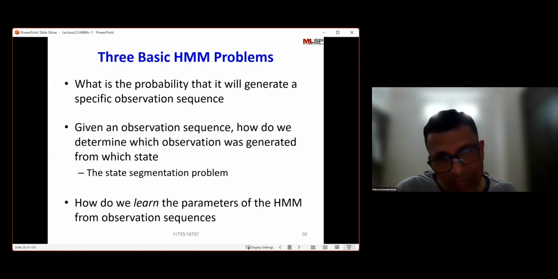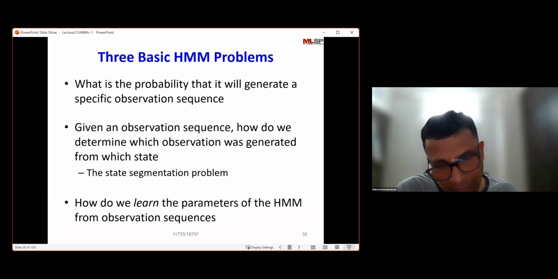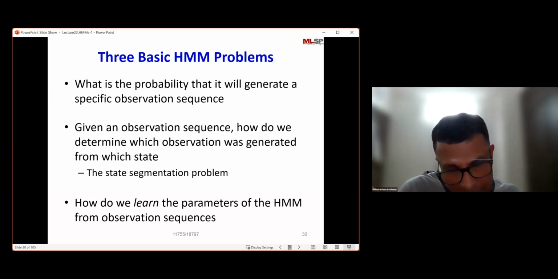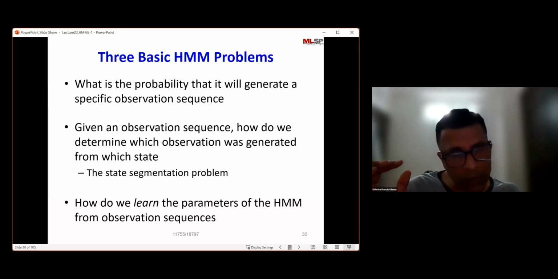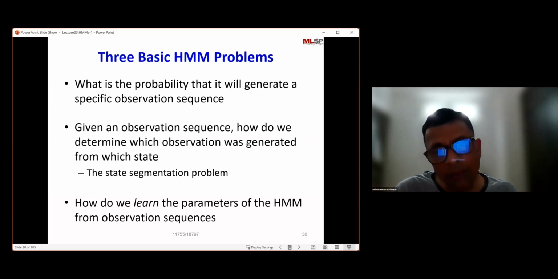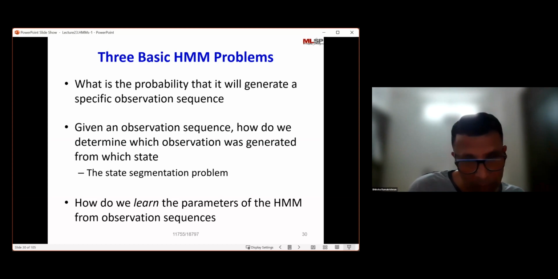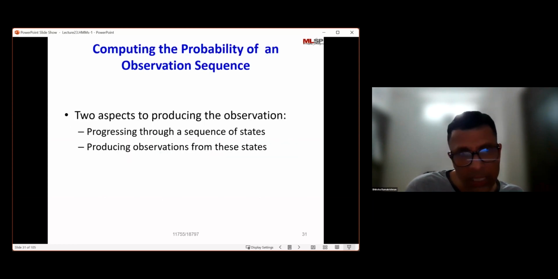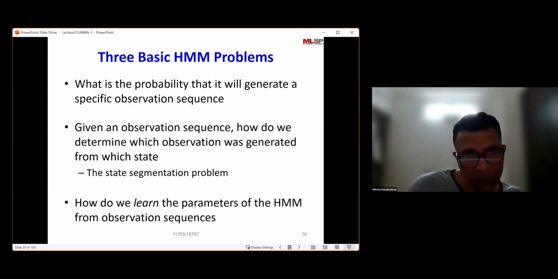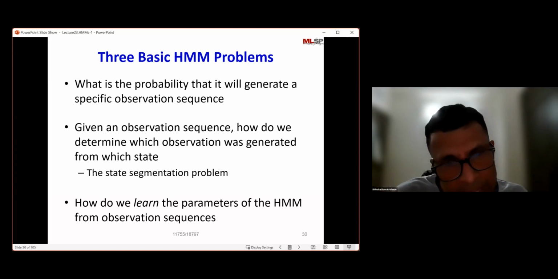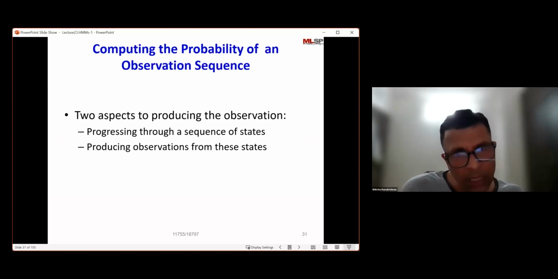And the third is, okay, I have the model. I know how I've modeled the process. I've got a whole collection of observation sequences from it. From these observation sequences, how do I learn the parameters of the model? So let's consider the first problem. What is the probability that this model, this process, will generate a specific observation sequence?